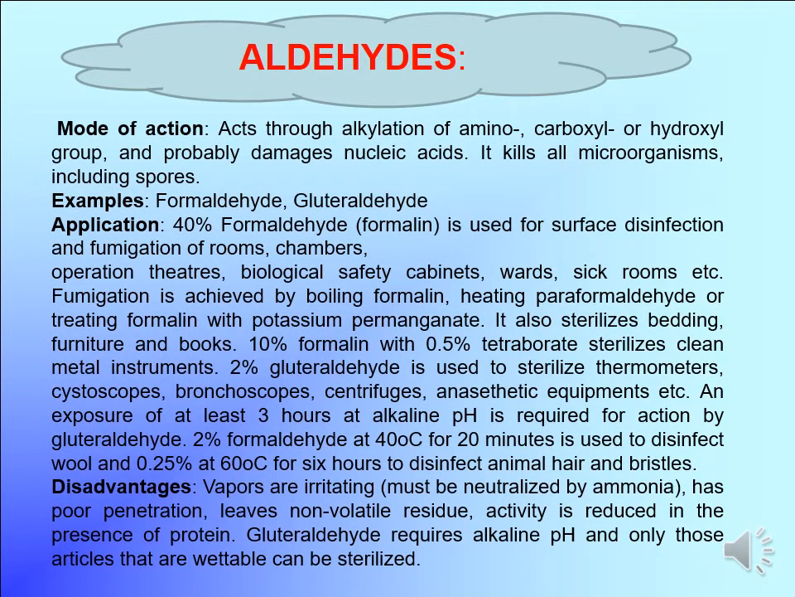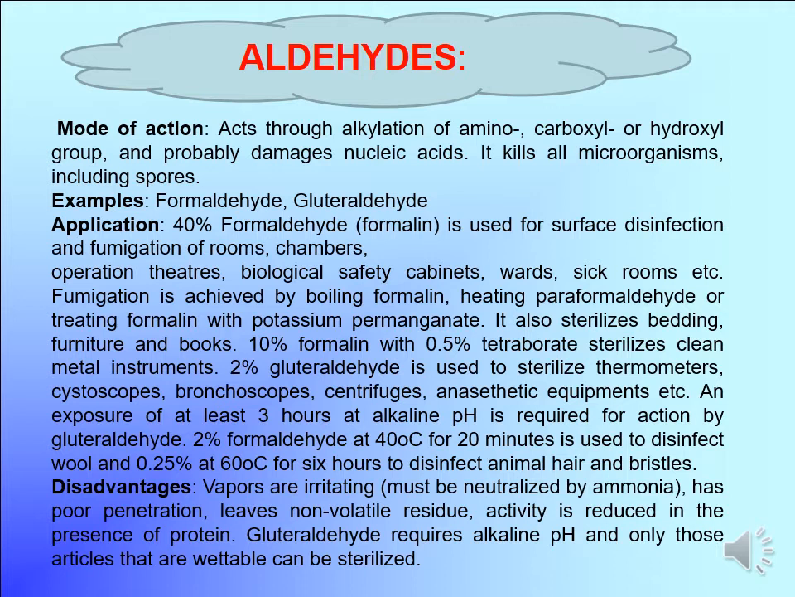Other disinfectant is called aldehydes. Mode of action of aldehyde: act through alkylation of amino, carboxyl or hydroxyl group, and probably damage nucleic acid. It kills all microorganisms, including spores. Examples: formaldehyde, glutaraldehyde. Application: 40% formaldehyde, formalin, is used for surface disinfectant and fumigation of room and chambers.